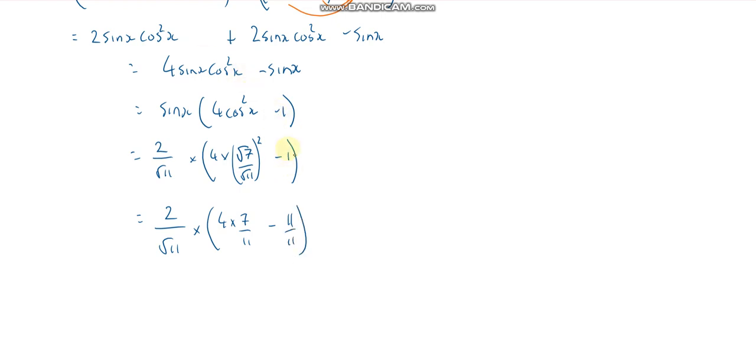1 is 11 elevenths, so that's the same as 2 over root 11 multiplied by, that's going to give me 28 elevenths, take away 11 elevenths, so if I do 28 take away 11, 17, so that's going to give me 17 elevenths in there, times the top and the bottom, for 34 over 11 root 11. Whew! That wasn't fun, was it?